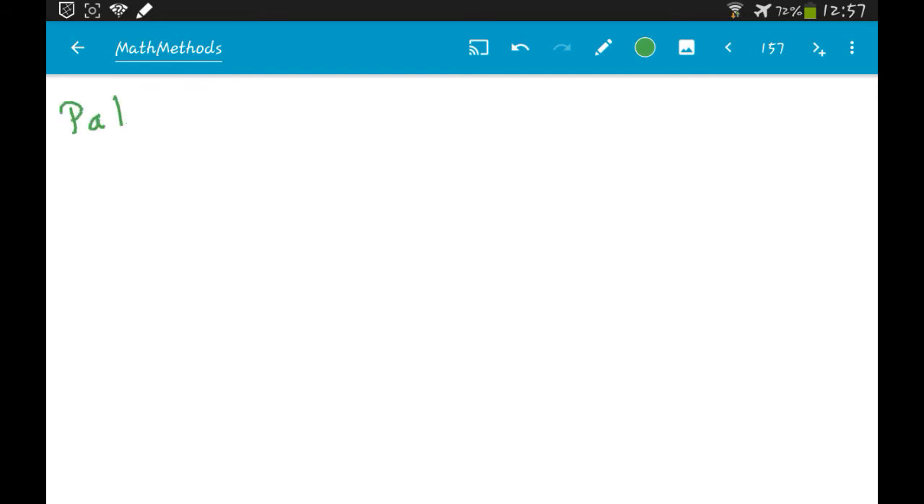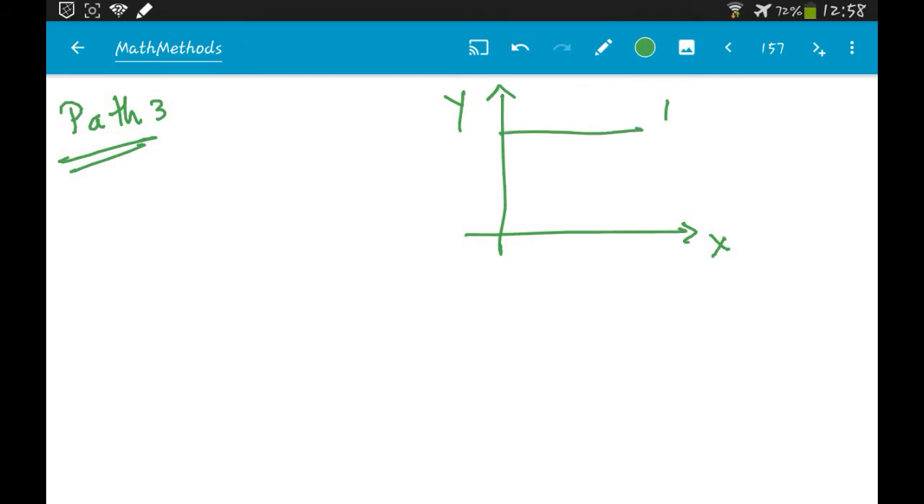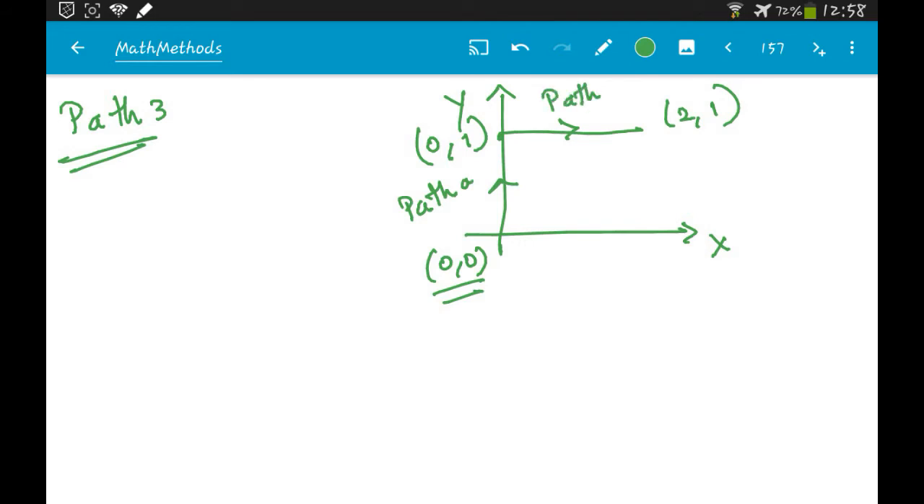Now let's look at path 3. What was path 3? Path 3 was a broken line, right? So this is x, y, and goes here and then here. So here it is 0, 0, and this point is 0, 1. So path 3 can be split into two paths, right? Let's call this one as path A and let's call this as path B. Okay, because this is a broken line, so you have to split it into two paths essentially. So this is your path 3.